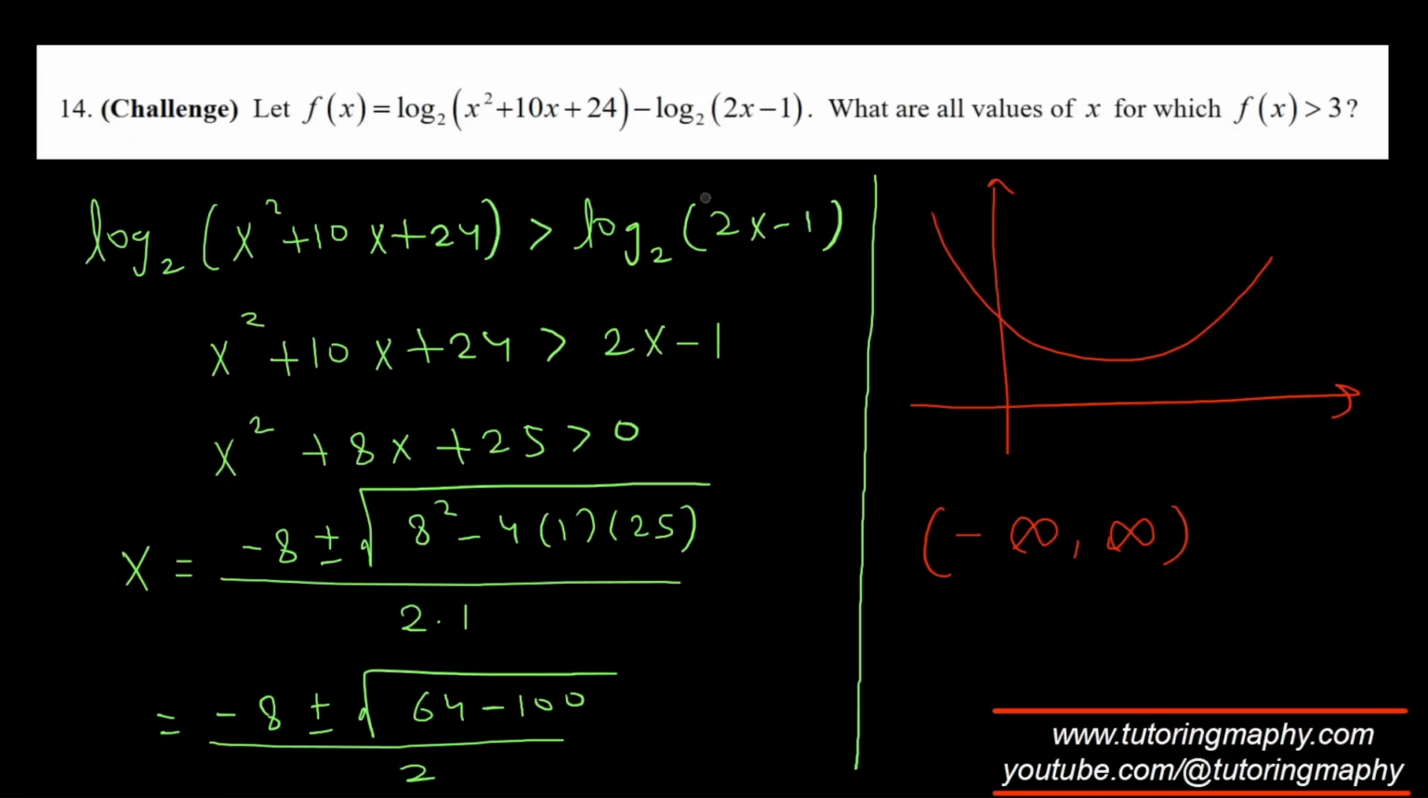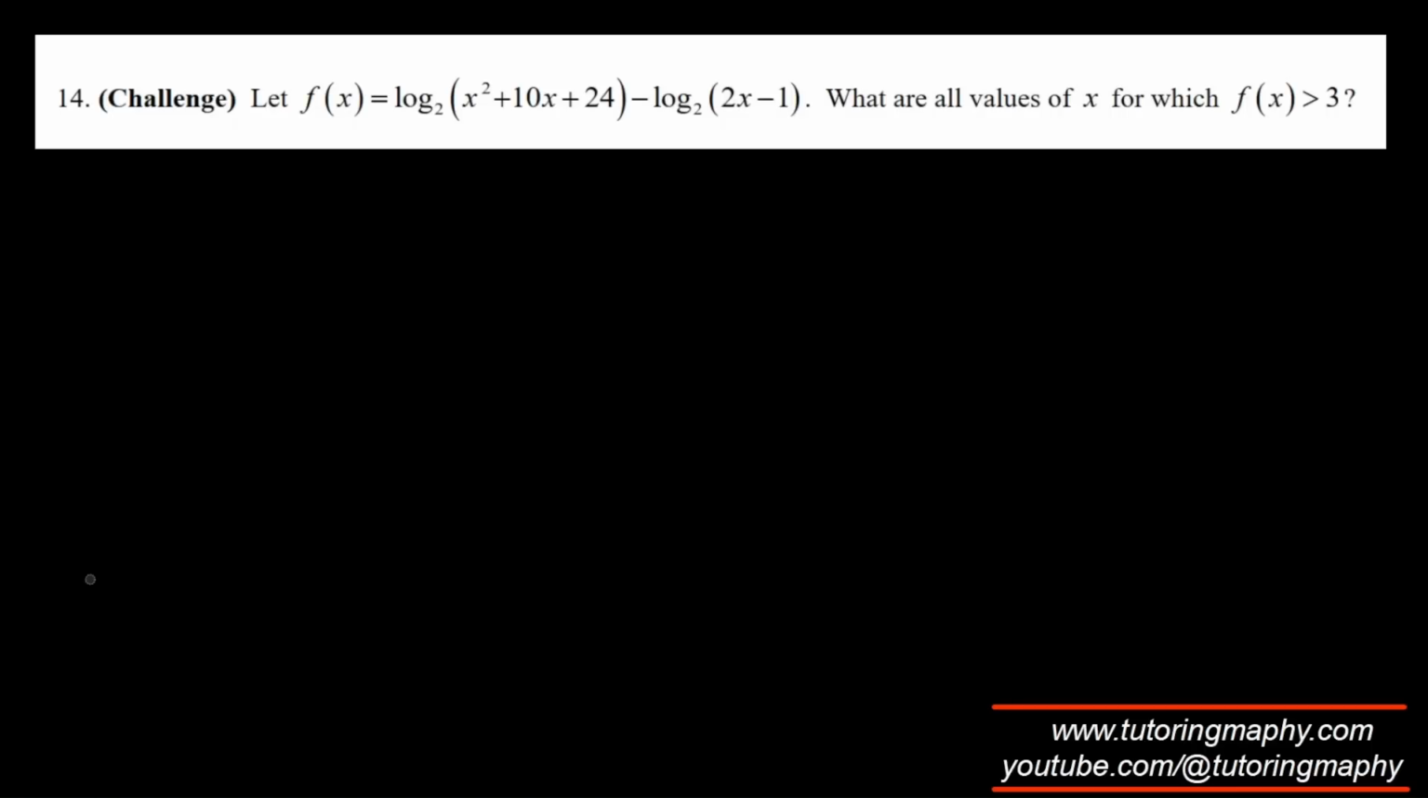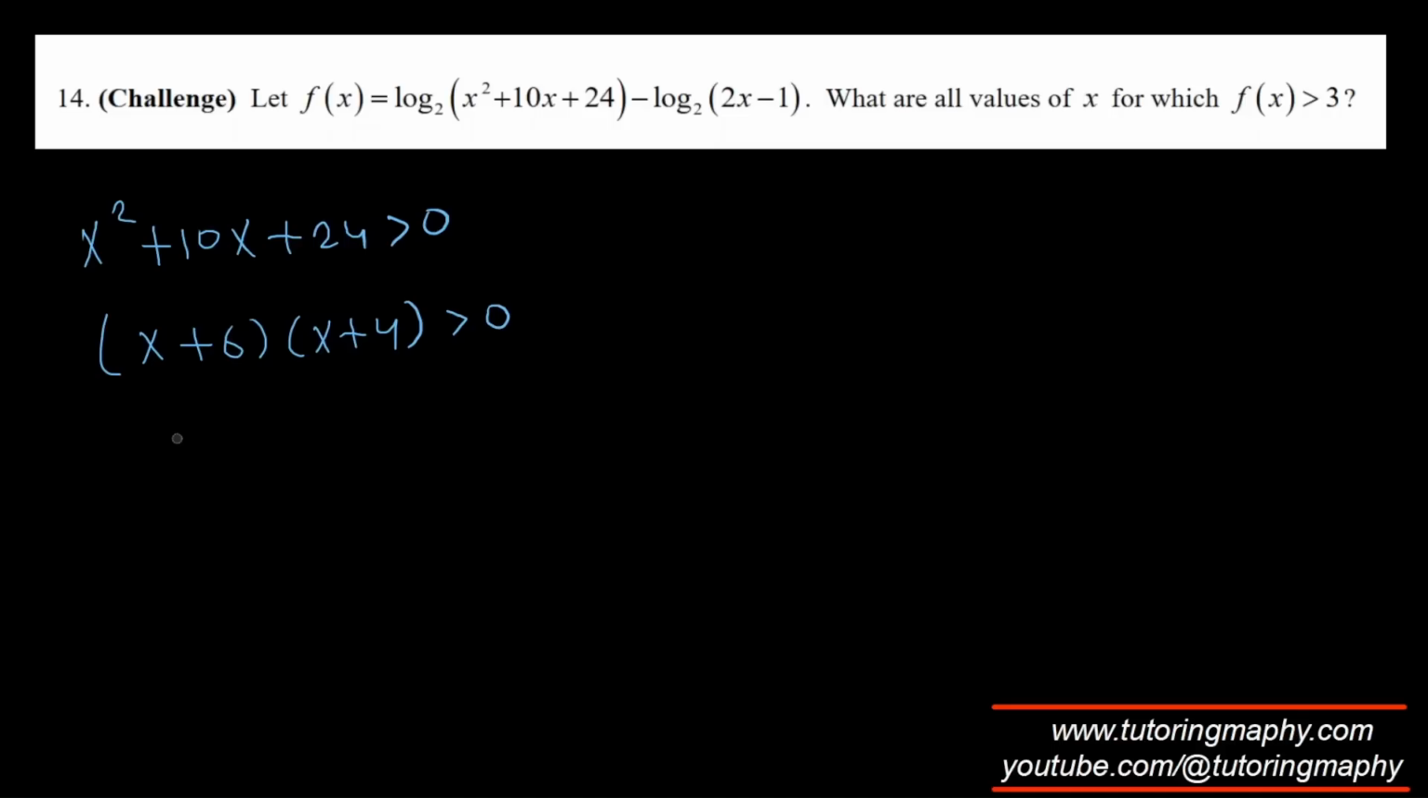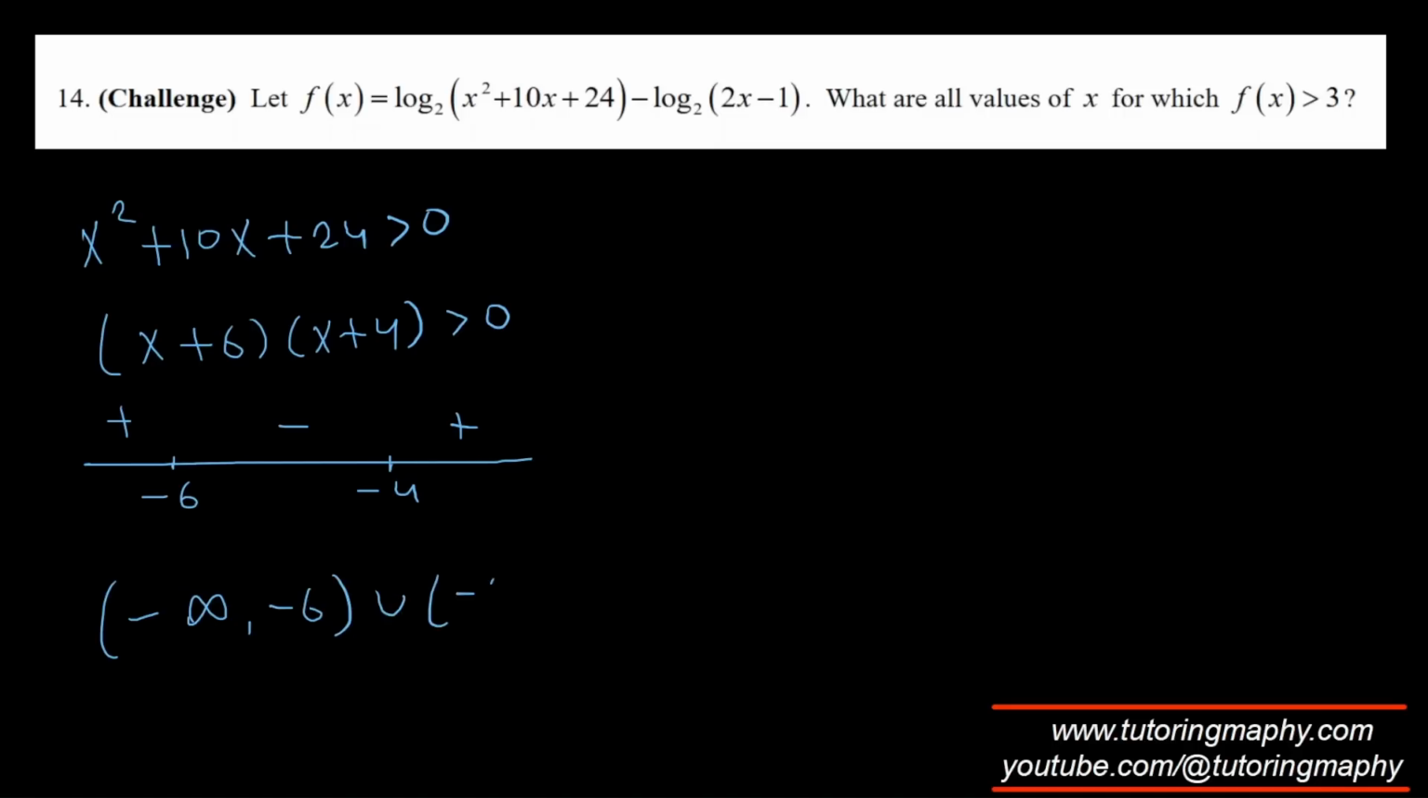But I cannot accept this answer, because I have to ask, when are the logs happy? First log will be happy when x squared plus 10x plus 24 is positive. Can this be factored? Yes, 6 times 4 is 24. So x plus 6, x plus 4 is greater than 0. So I have negative 6 and negative 4 and plus minus plus. So it is positive when negative infinity to negative 6 and negative 4 to infinity. When is the other log happy? When 2x minus 1 is positive, or 2x is greater than 1, or x is greater than 1 over 2.